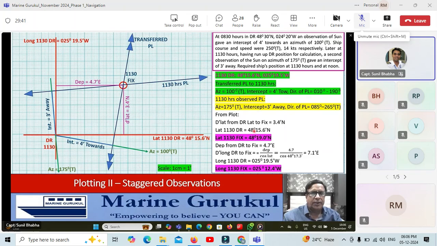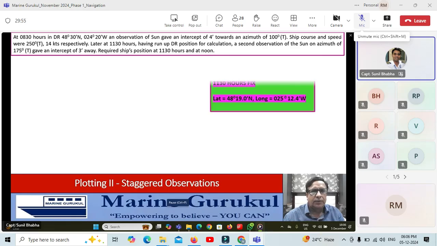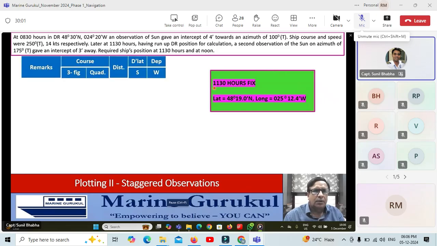So this way we are able to get the coordinates of the vessel's position at 1130 hours. Now from the 1130 fix, we can get the noon fix by applying the run for half an hour, and we can mathematically do it. We have the 1130 fix whose coordinates we have just calculated. Now for half an hour, we apply the run.